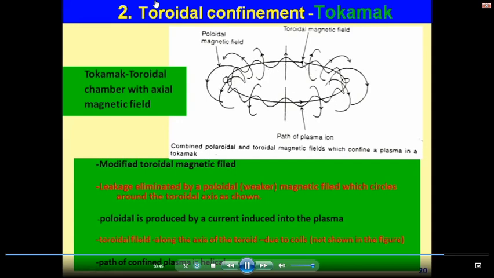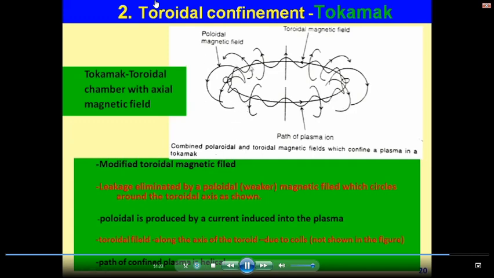So this is the toroidal magnetic field, and this circle and this are the poloidal magnetic field. A combination of two magnetic fields is applied to the plasma, and the plasma will have a helical motion inside that. That helical motion is shown here, and it is confined to the center of this toroid. That means the leakage problem will be nullified. The plasma will not go to the sides or the boundaries. The plasma will be confined to the center of the toroid. So that is the effect of this poloidal magnetic field.